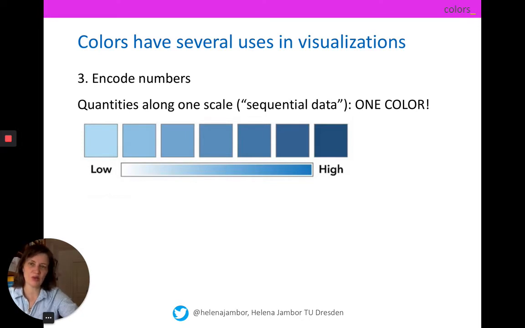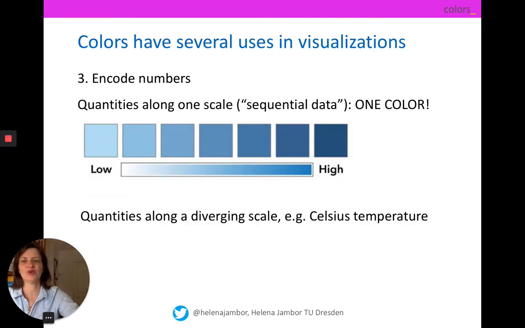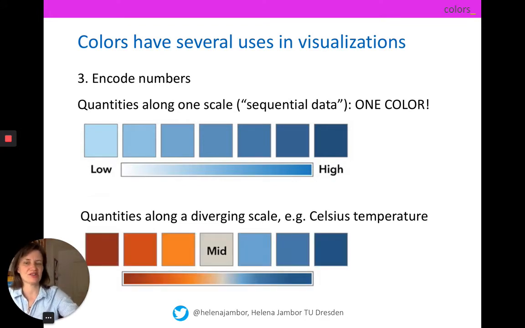The second way how we can encode numbers with color in visualizations is that we might want to encode the quantities along a diverging scale. So this is also a common scale, but it's diverging plus into the plus or into the minus, for example, like the Celsius temperature. This ranges, for example, from very high temperature, which is usually shown in reds, through some muted tone in the middle, white or gray, and it ends up with a dark color, the color blue, which indicates minus temperatures.